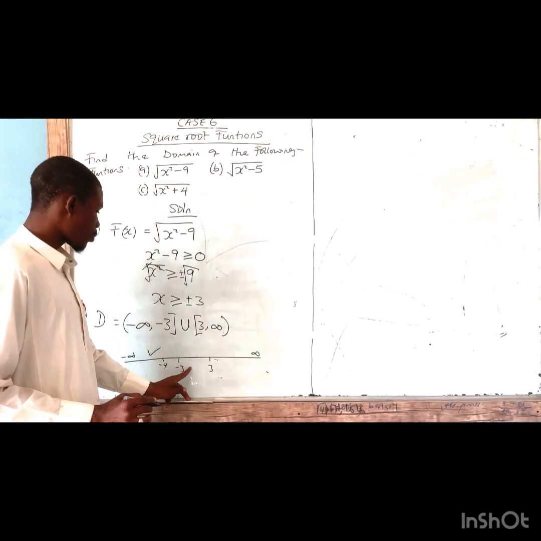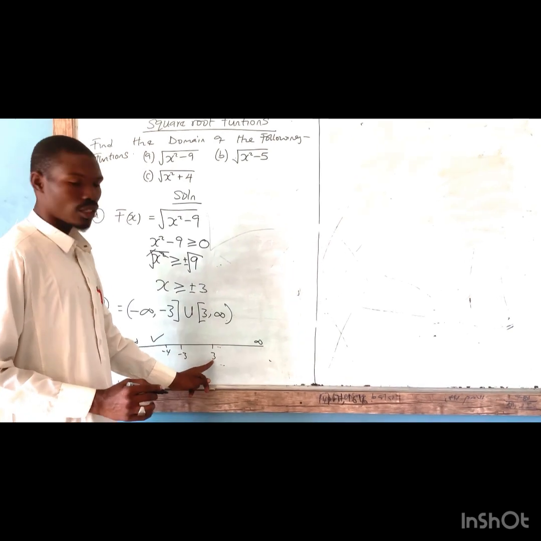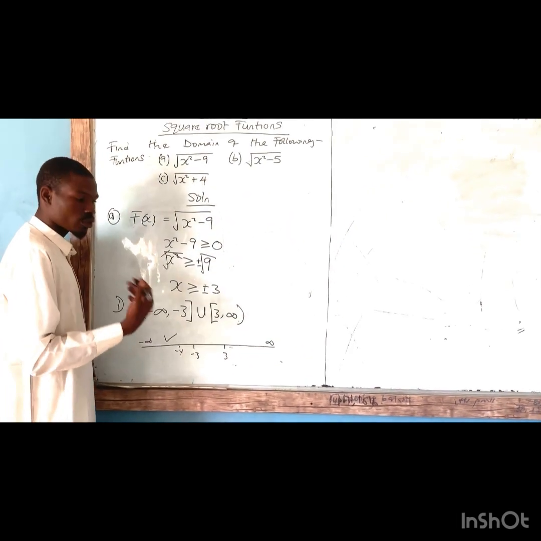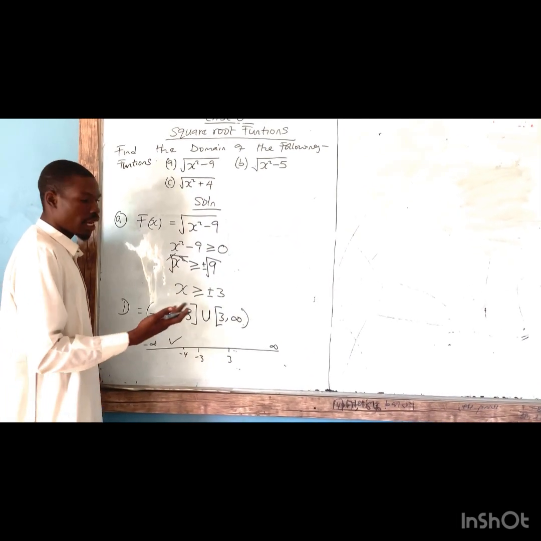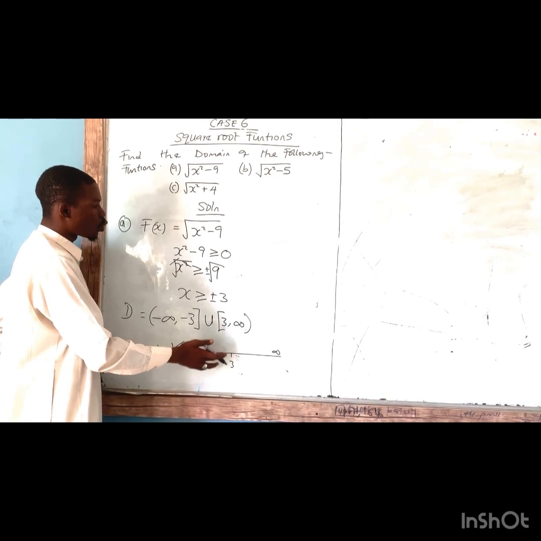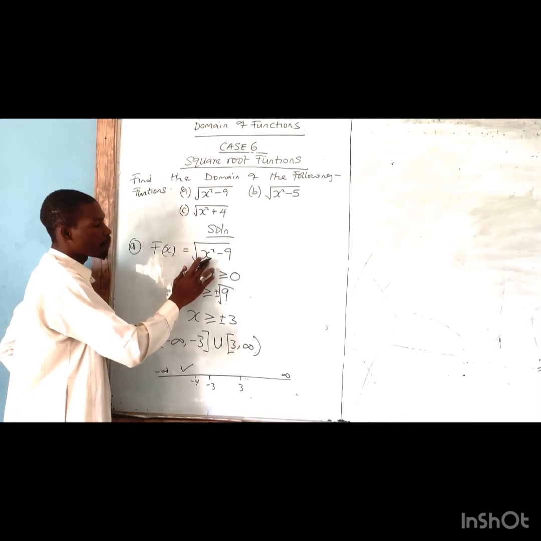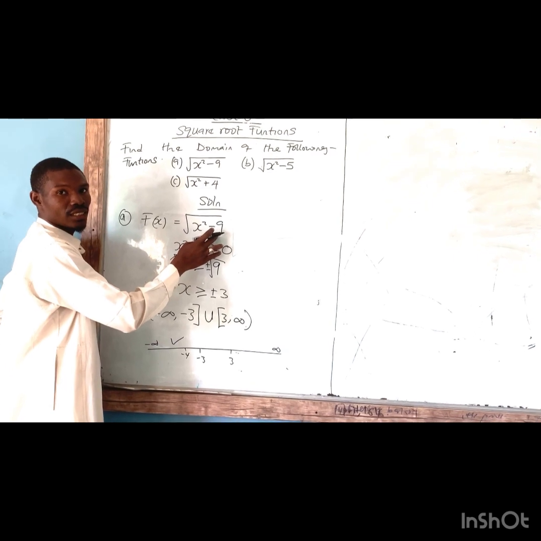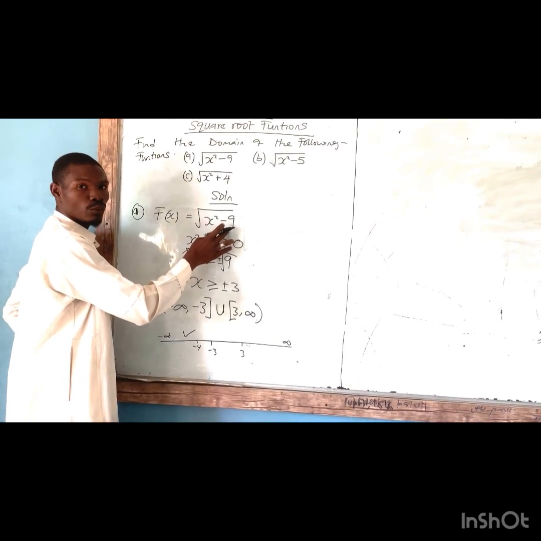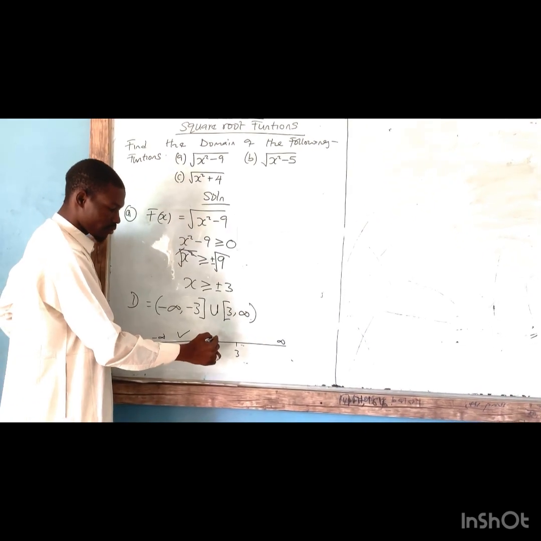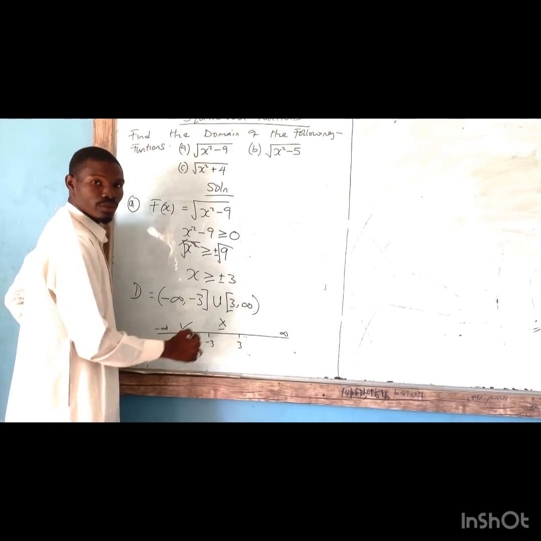Now come to this side. Choose a number between minus 3 and 3. You can choose minus 2, minus 1, 0, 1, 2. Let me choose the highest number there, 2. 2 squared is 4. 4 minus 9 will give you minus 5. So it's negative, so it fails.